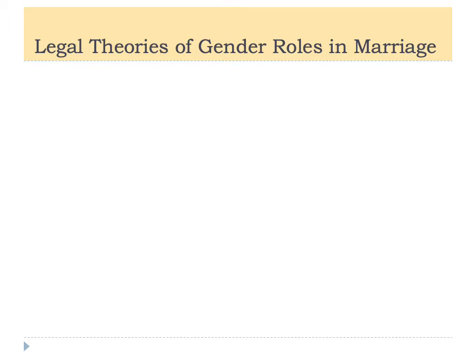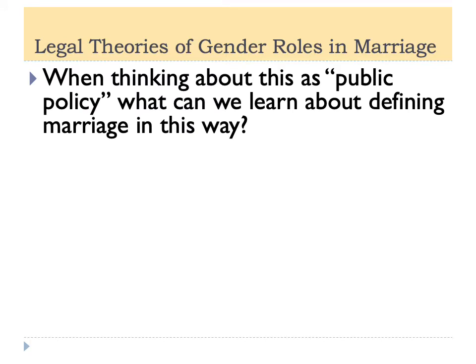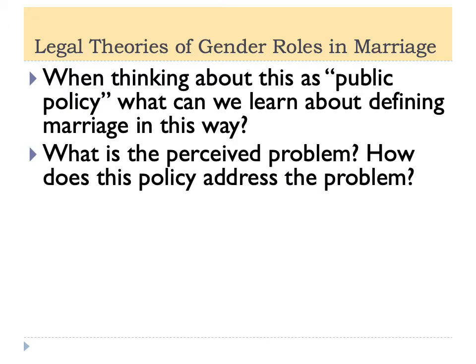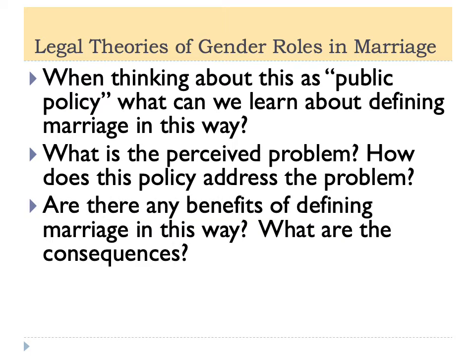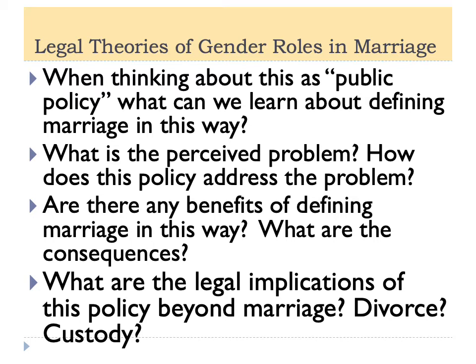When we are learning about these different legal theories, I want to keep the following questions in mind. When you're thinking about this as public policy, what can we learn about defining marriage in this way? What's the perceived problem that the policy addresses? How does the public policy address the perceived problem? Are there any benefits of defining marriage in this way? And what are some of the consequences? And what are the legal implications of this policy beyond marriage, divorce, and custody of children?